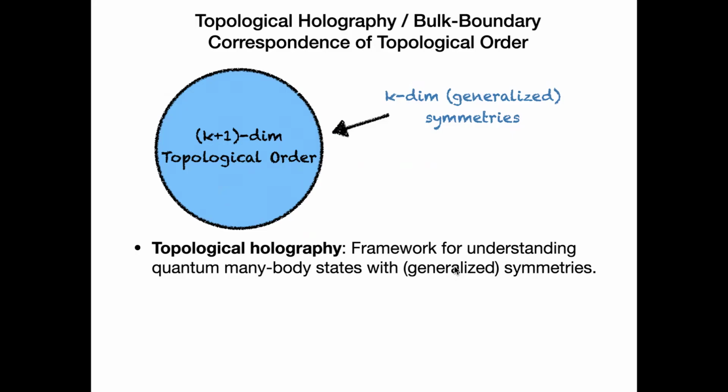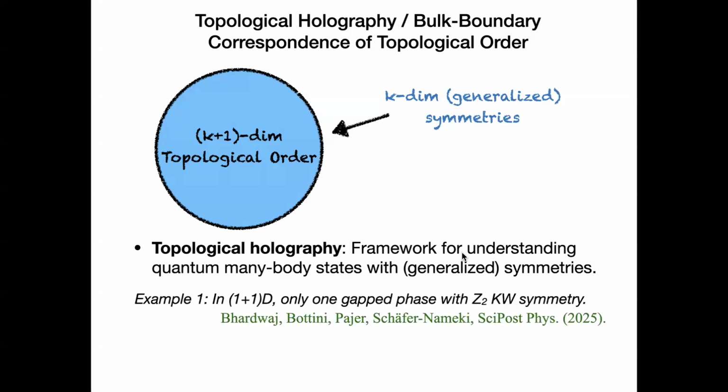And this framework has been found to be very useful for understanding quantum many-body states with generalized symmetries. For example, in 1+1 dimensions, one can ask the following question. Suppose I consider a 1+1D system with the Z2 Kramers-Wannier duality as a symmetry, then what are the possible gapped phases allowed by this symmetry? Using this holographic principle, we can show that there's actually only one gapped phase with this symmetry. And this gapped phase is also very interesting and has threefold ground state degeneracy, spontaneously breaking this Z2 Kramers-Wannier duality symmetry.